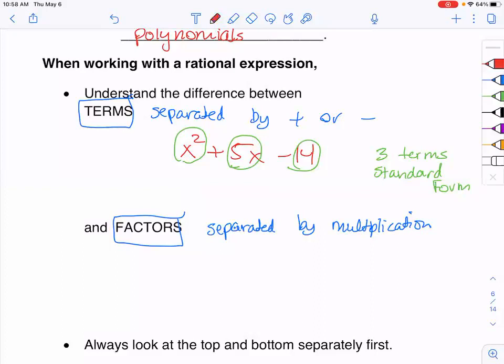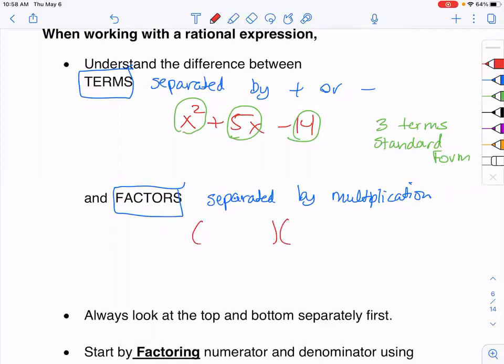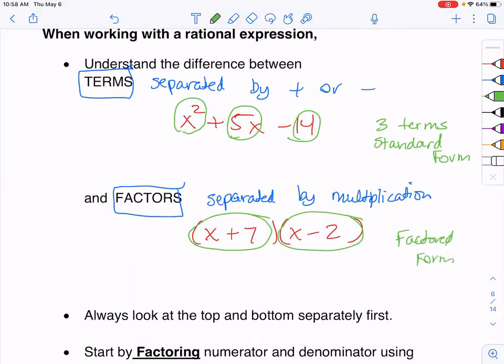Can I factor that expression that I wrote in red? What multiplies to negative 14? Yeah, 2 and 7. X plus 7 and x minus 2. So the factors are these two things. And so this is factored form. When you are working with rational expressions, you want to see things in factored form. Most of the time they're given to you in standard form. So the first thing you're going to want to do is factor. Don't do any work until you factor.